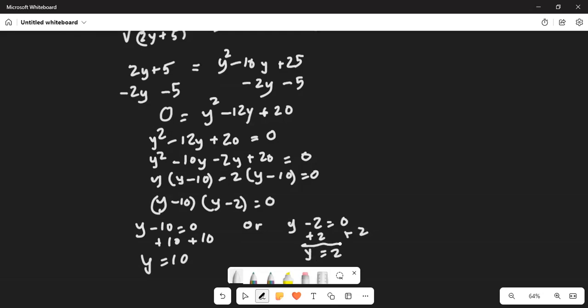Okay, but we need to check in the original equation whether both of them are possible solutions for y. So what do I do? I'll create some space.